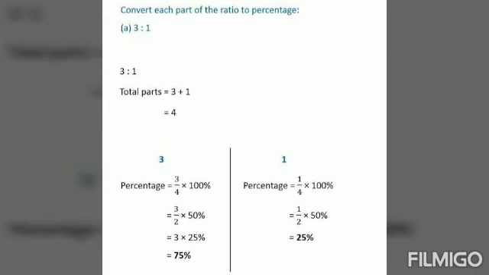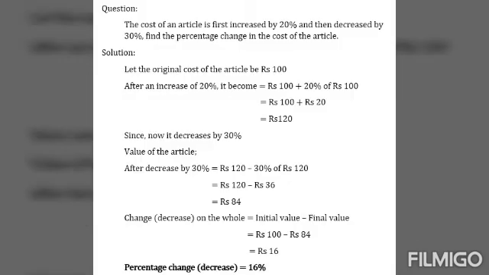So percentage of first part is 3 out of 4 into 100. That is 3 upon 4 into 100. Percentage of first part is 75%. Percentage of second part is 1 out of 4 into 100. The percentage is 25%. So if the question is given like this, we will take the part out of total into 100.